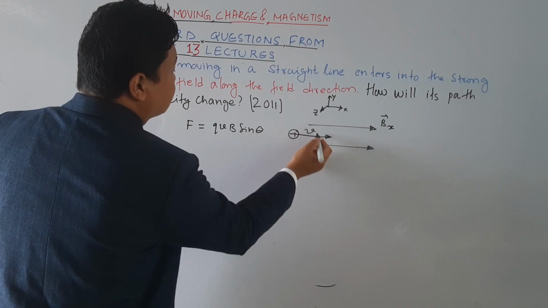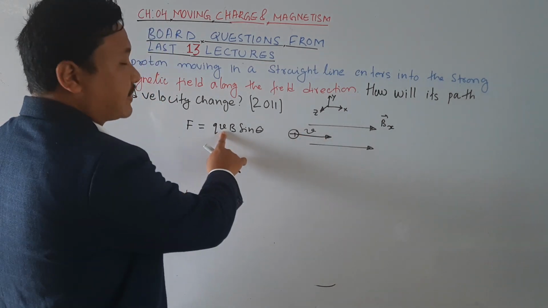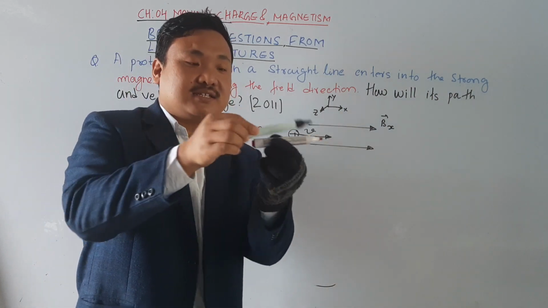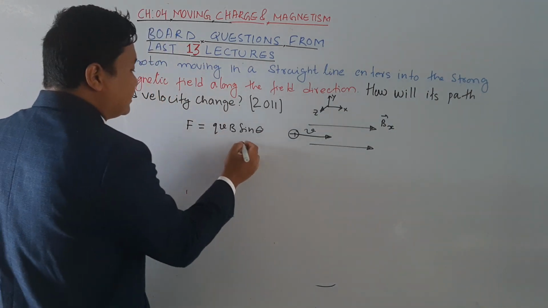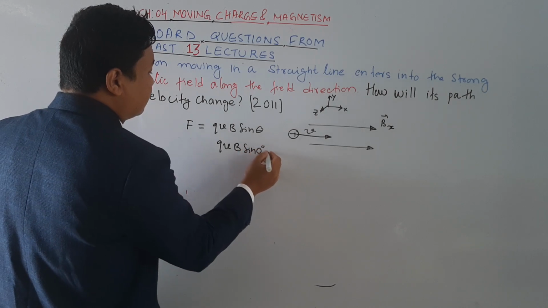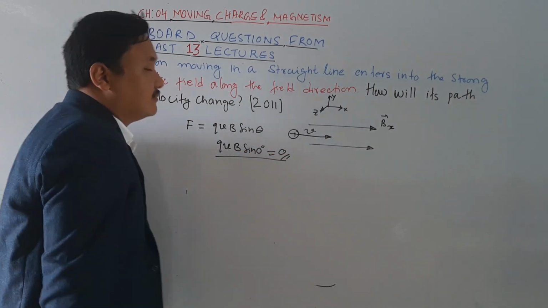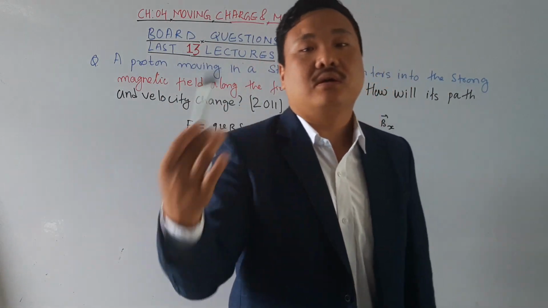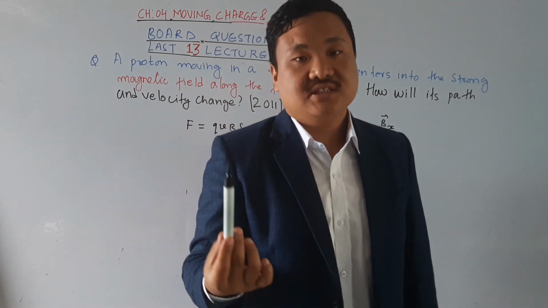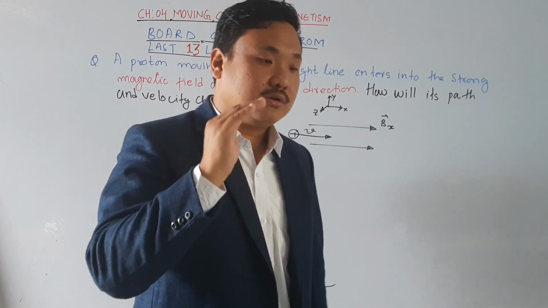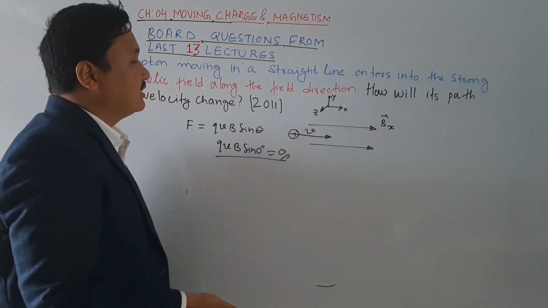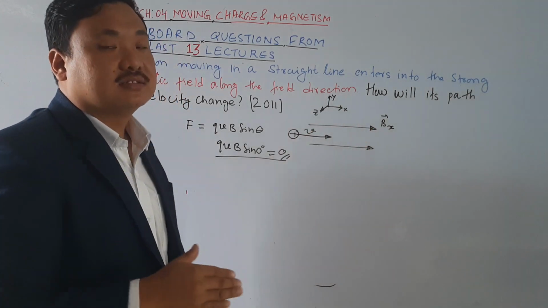It is going with the velocity v. What is the angle between v and B? It is 0 degree. So Q V B sine 0 is equal to 0. It means that the trajectory of the path will not change, as well as the velocity will also not change, because the force is 0. Very simple question. The path will not change, and the velocity will also not change, because the angle between B and V here is 0 degree.